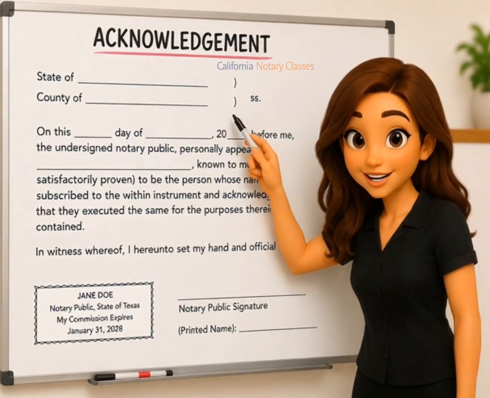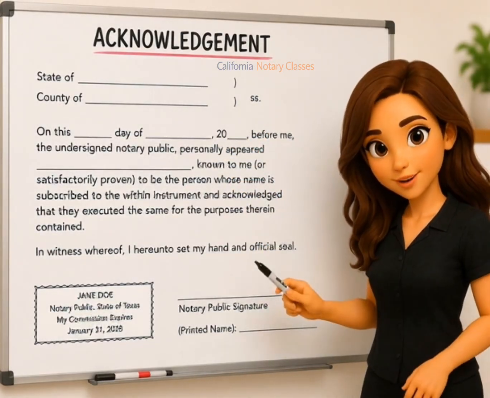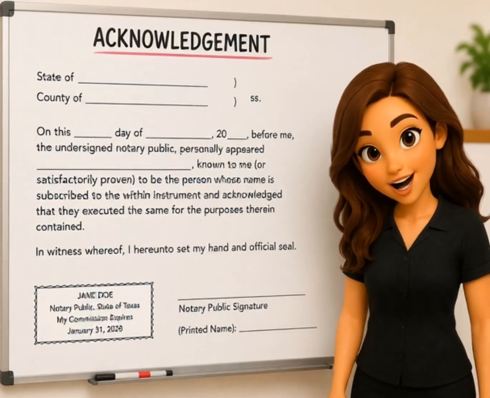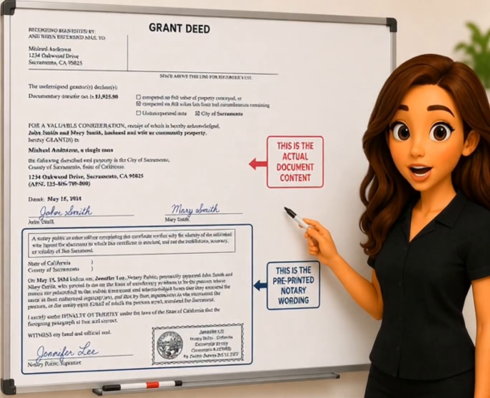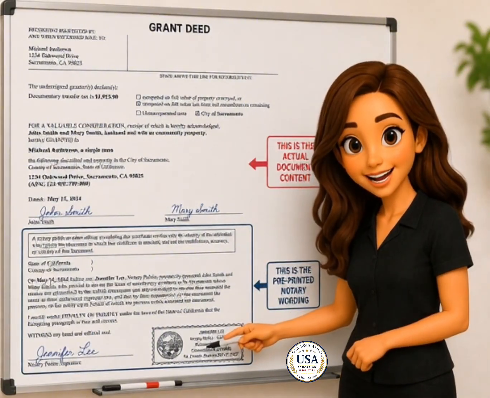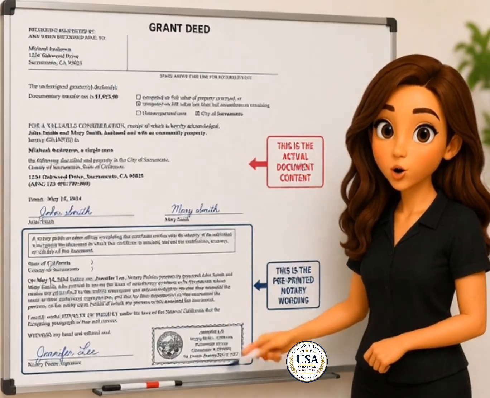This is a notary certificate. It's called an acknowledgment. This is either going to be pre-printed on the document that you need to notarize, or you have to add it to the document. This sample document is a grant deed. It contains the notary certificate or notarial wording on it, so I would be able to complete the notarization.